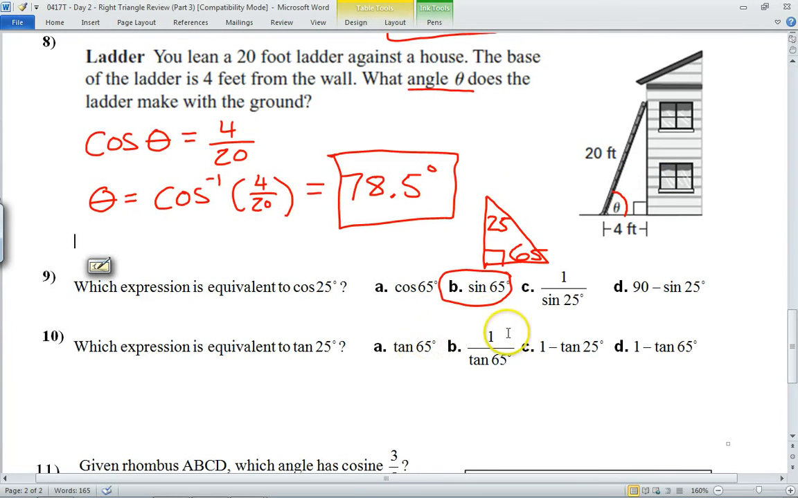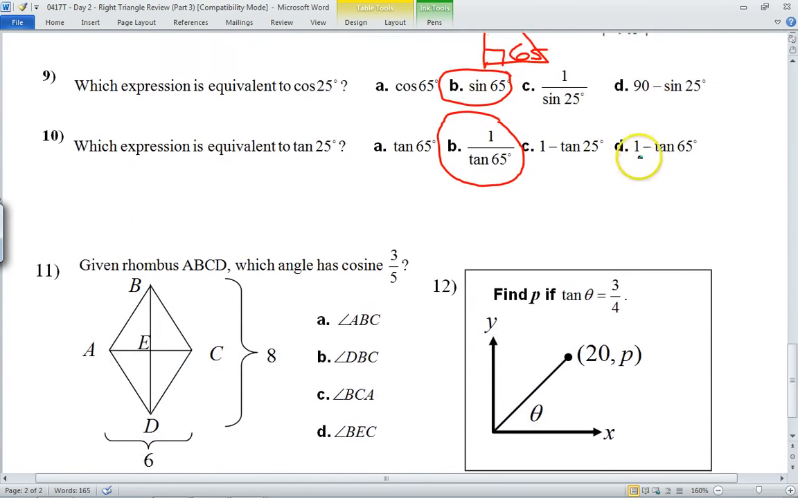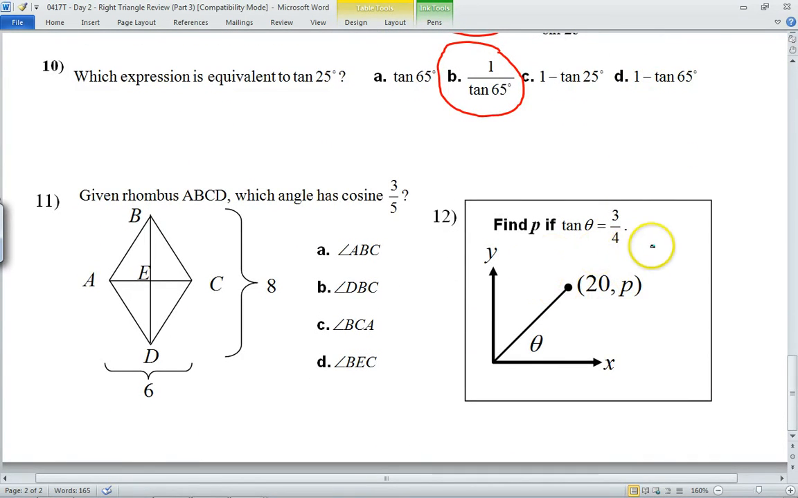So looking back at this, and there it is. Can you see which one is the answer? Again, it's B. 1 over tangent 65 would be the same thing as tangent 25. That was a little tricky, but I think you can handle it. Now, we're not going to have time to do problem number 12 again, but I think you already know how to do it.